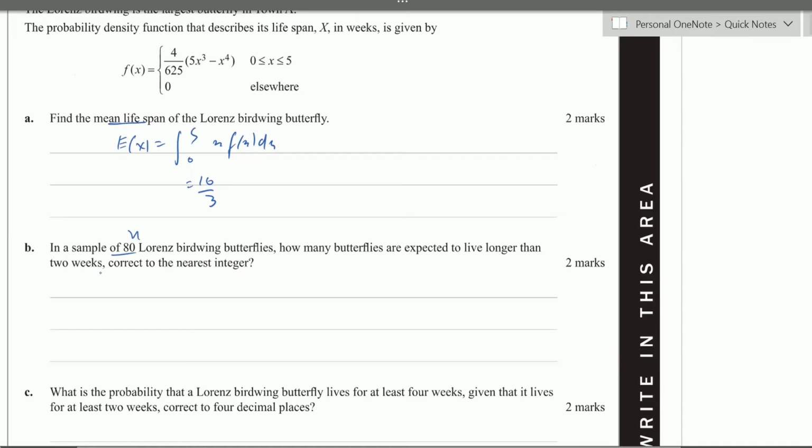You need to figure out what's the probability that they'll live longer than 2 weeks. So the probability x is greater than 2. You can integrate this. You get like 0.9326. So if that's the probability that a single bird lives for more than 2 weeks, then for 80 birds, it would just be this value multiplied by 80, and to the nearest whole number, it's 73.